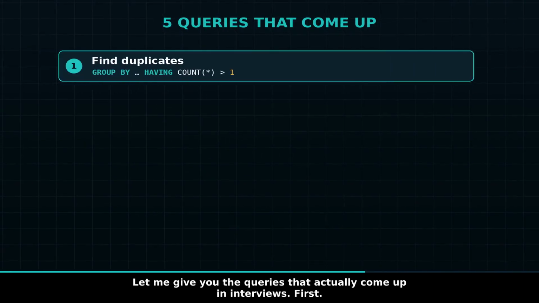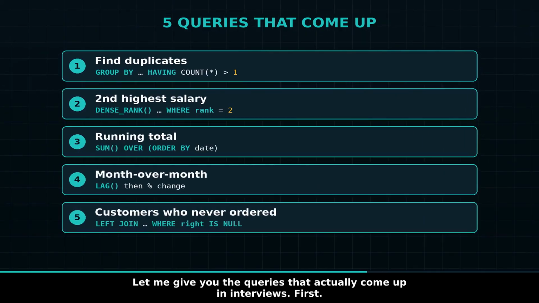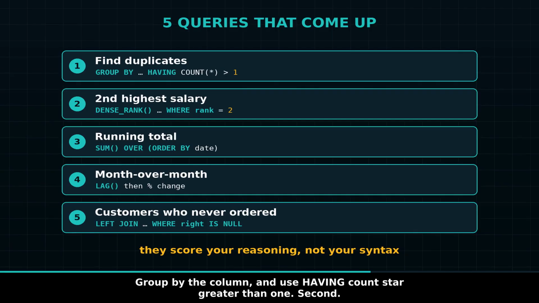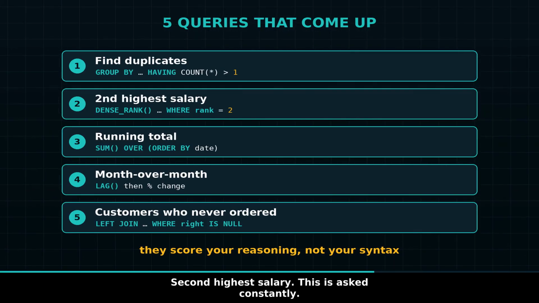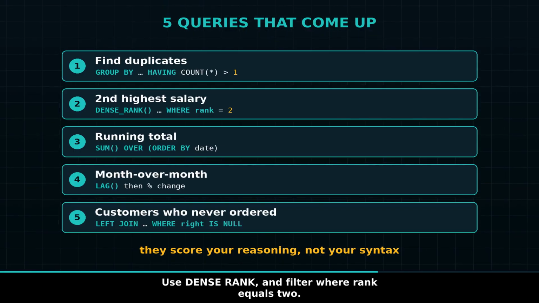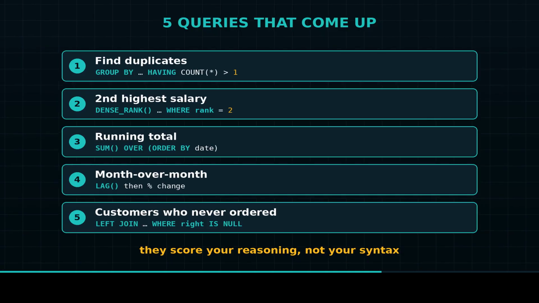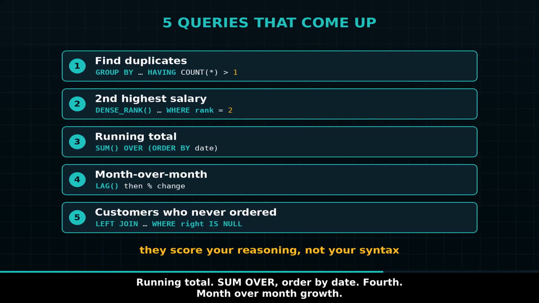Let me give you the queries that actually come up in interviews. First, find duplicates. Group by the column and use having count star greater than 1. Second, second highest salary. This is asked constantly. Use dense rank and filter where rank equals 2. Don't use the limit and offset trick. It breaks with ties. Third, running total. Sum over order by date.